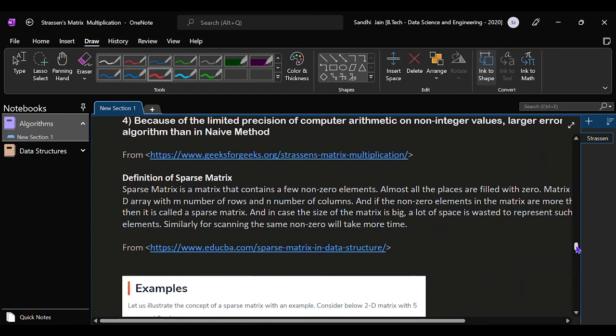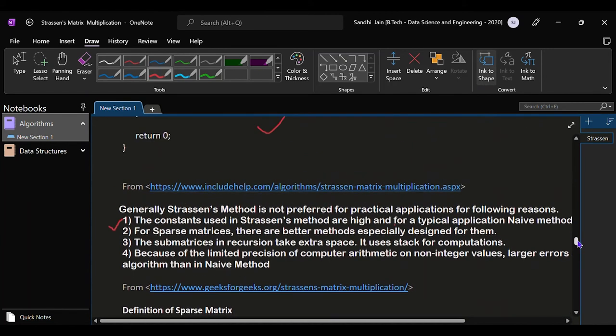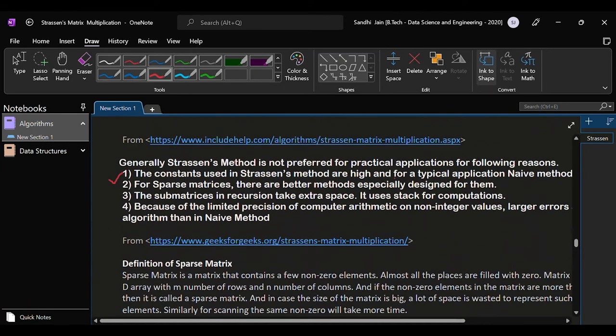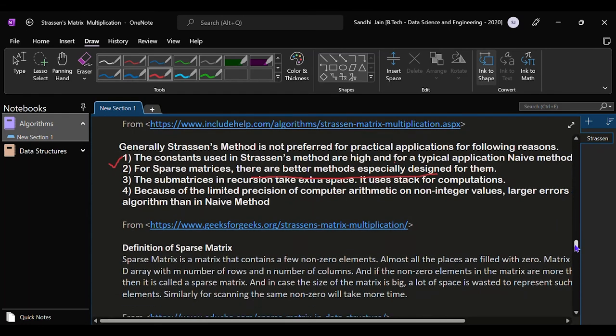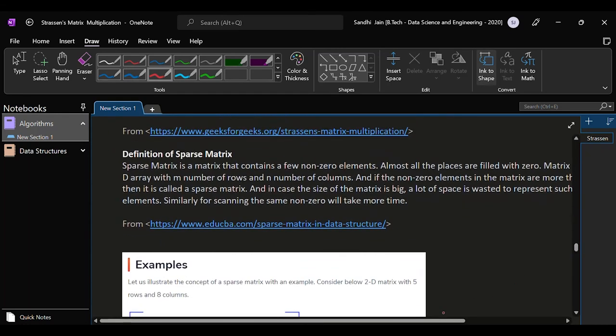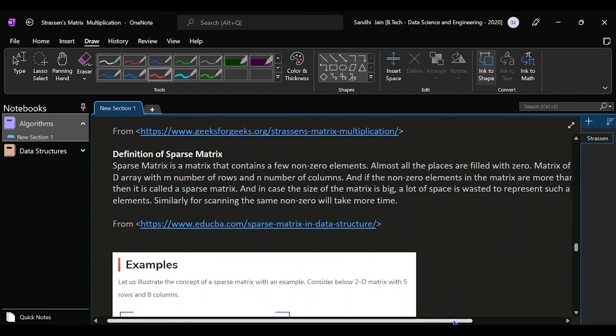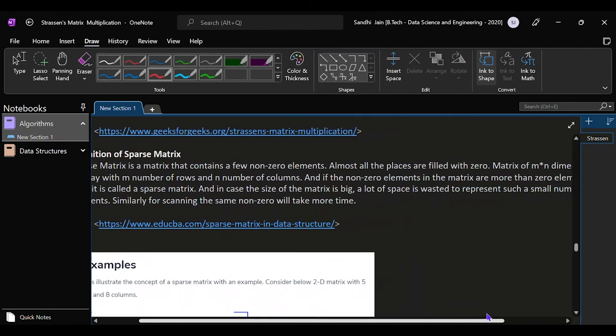Okay, and one more thing was like regarding sparse matrices. For sparse matrices, there are better methods specially designed for them. So what are sparse matrices first of all? So sparse matrix is a matrix that contains a few non-zero elements. Almost all the places are filled with zeros.